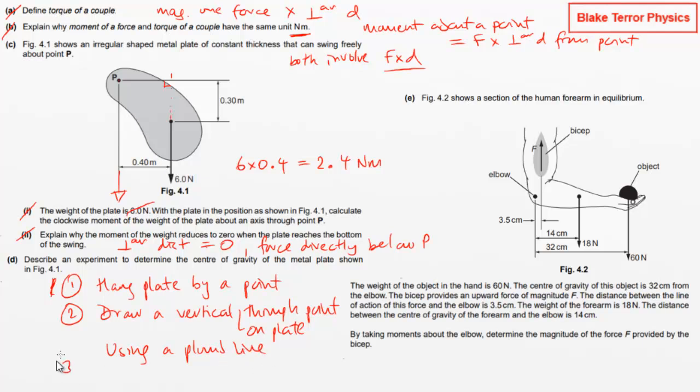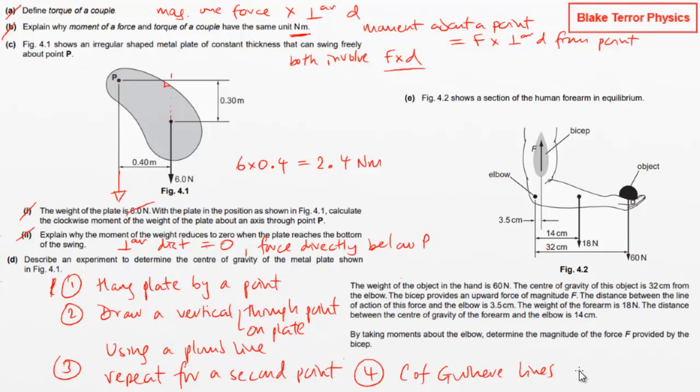Then we can say 3, repeat for a second point, and then you can say where the lines cross is the center of gravity. So center of gravity where lines cross. Whenever you get stuck on these and feel as though you're not saying enough, always put in a bit of equipment that you're using to do a measurement or a particular task. There's always an option there. People have a tendency to forget those ones.